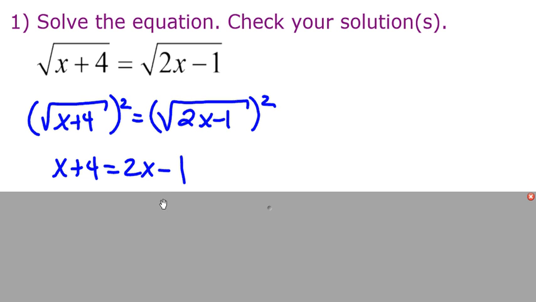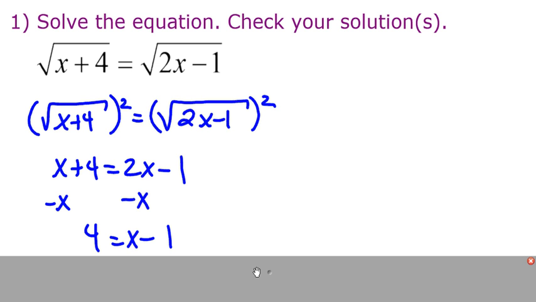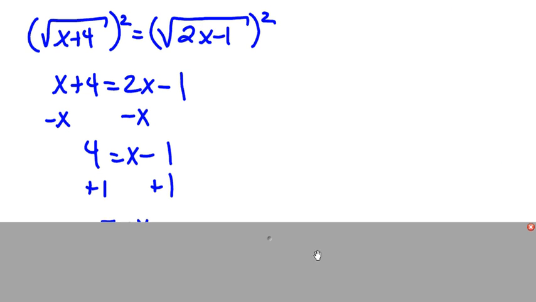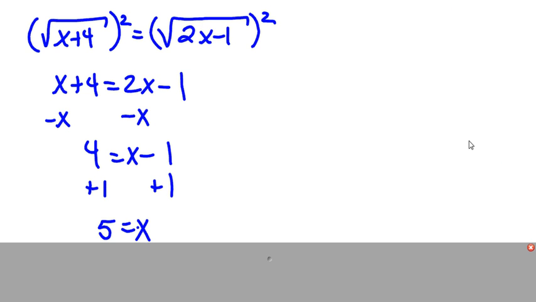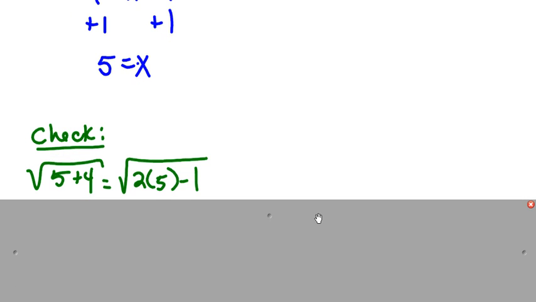Just like we solve other linear equations, typically we start with the lowest variable first and undo that, so we could subtract x from each side. Then we can combine our like terms for our constants. We could add 1 to each side. This is looking like x equals 5. Again, we have to verify that this is a valid solution to our equation. So let's take it and substitute it back into the original and make sure that it's balanced.